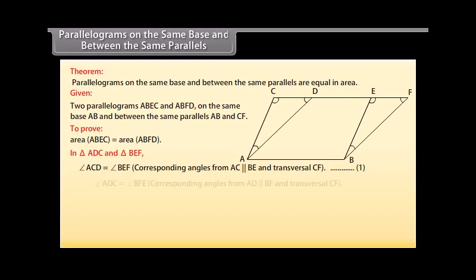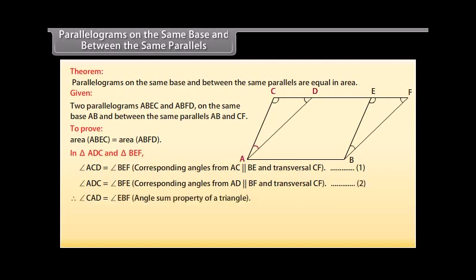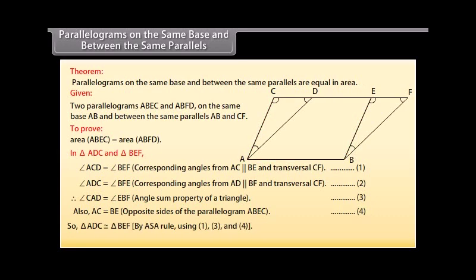Mark it as 1. Angle ADC is equal to angle BFE because these are corresponding angles from AD parallel to BF and transversal CF. Mark it as 2. Therefore, angle CAD is equal to angle EBF, angle sum property of a triangle. Mark it as 3. Also, AC is equal to BE, opposite sides of the parallelogram ABEC. Mark it as 4. So, triangle ADC is congruent to triangle BEF by ASA rule using 1, 3 and 4.